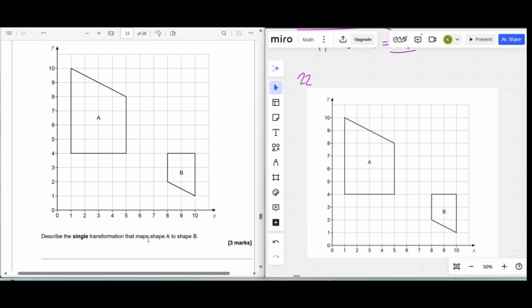Describe the single transformation that maps shape A to shape B.